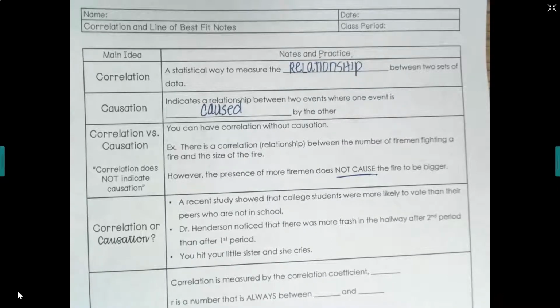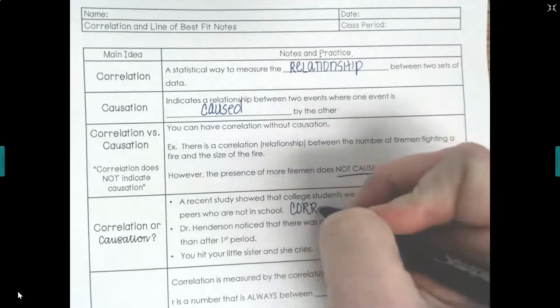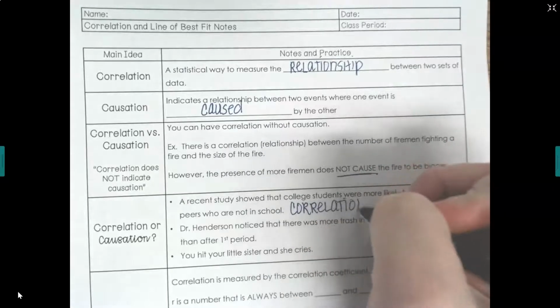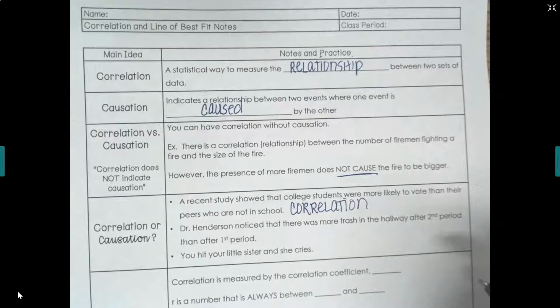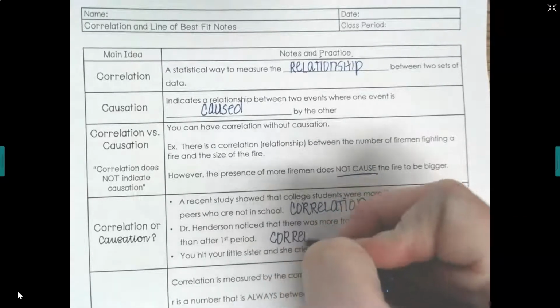So here I have a couple of examples, correlation or causation. A recent study showed that college students were more likely to vote than their peers who were not in school. Being in college does not make you vote, but it might make you more likely to vote for a variety of different reasons. So there's some sort of relationship. We're going to just call it correlation. Dr. Henderson noticed that there was more trash in the hallway after second period than after first period. Well, just because it's second period does not make there be more trash in the hallway, but there's a relationship there. So we're going to call that correlation.